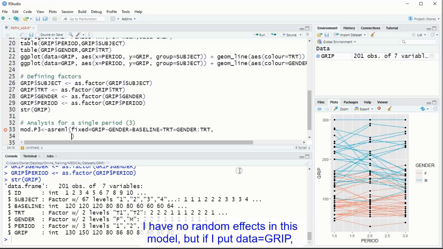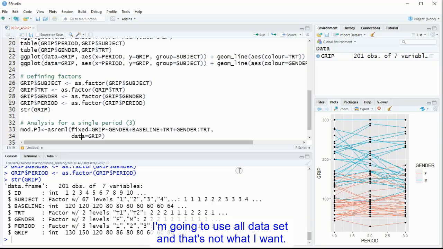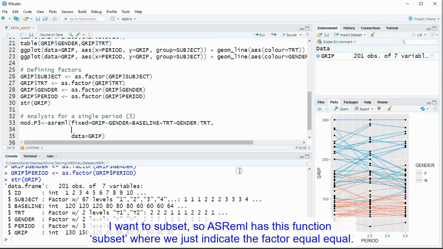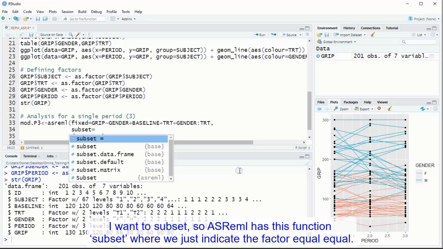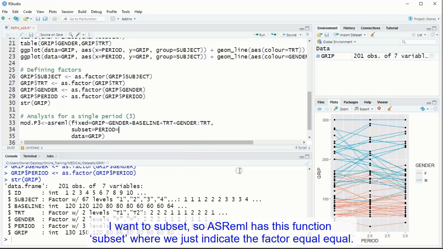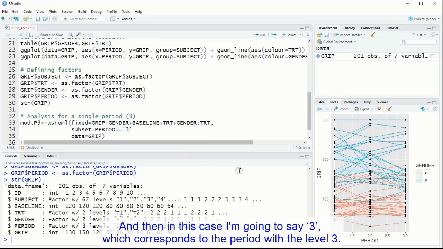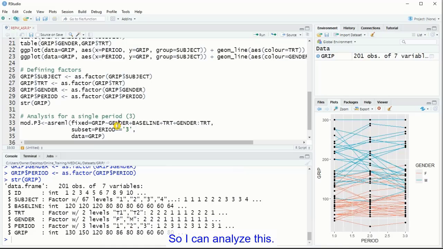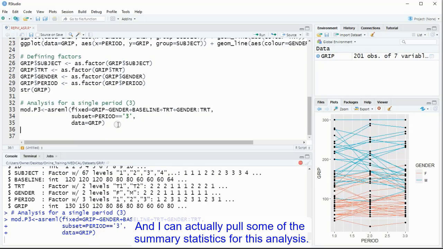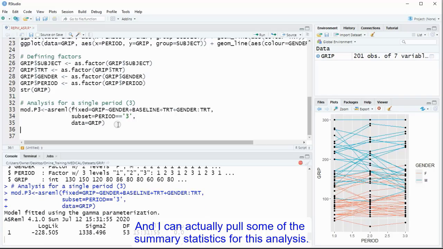I have no random effects in this model, but if I put data equals grip, I'm going to use the whole data set, and that's not what I want. I want a subset. So ASReml has this function subset where we just indicate the factor equal, and in this case I'm going to say 3, which corresponds to the period with level 3. So I can analyze this, and I can actually pull some of the summary statistics for this analysis.